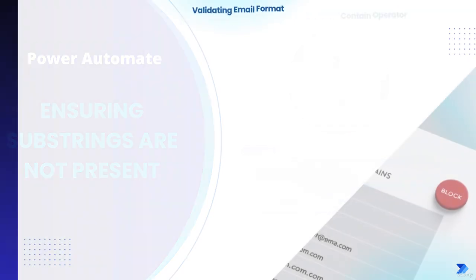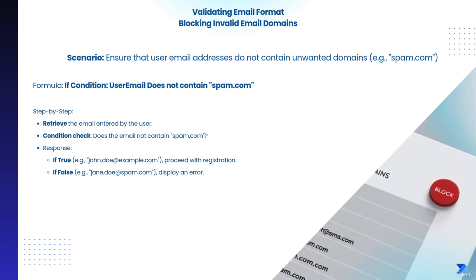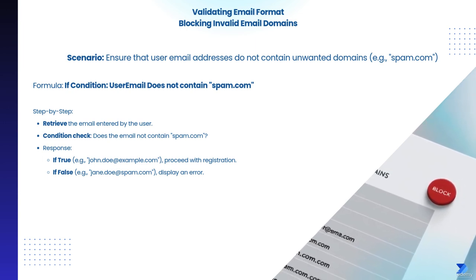Scenarios. Example 1. Validate email format. Scenario: in a registration form, you want to ensure that the user's email address does not contain invalid domains such as spam.com. The flow checks if the entered email does not contain the unwanted domain. Formula: if condition, user email, does not contain spam.com.